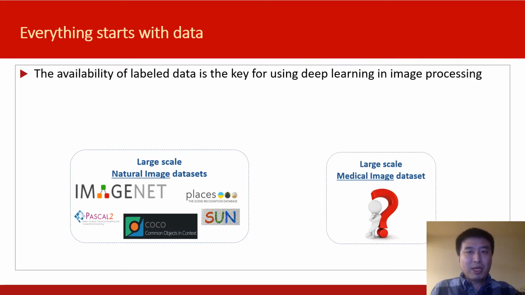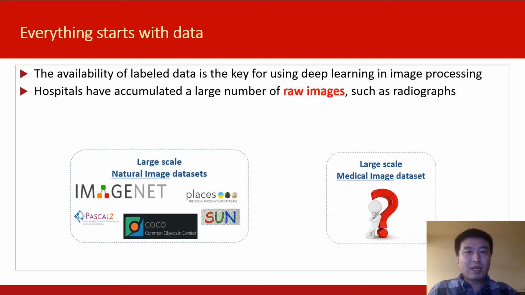But in the clinical domain, we haven't seen the same level of success. This is partially because there are fewer large annotated medical image datasets to fulfill the data-hungry needs of deep learning models. On the other hand, we know that hospitals have already accumulated a large number of raw images, such as radiographs. So the problem we want to address here is how we can construct a labeled medical image dataset to fulfill the data-hungry deep learning needs.